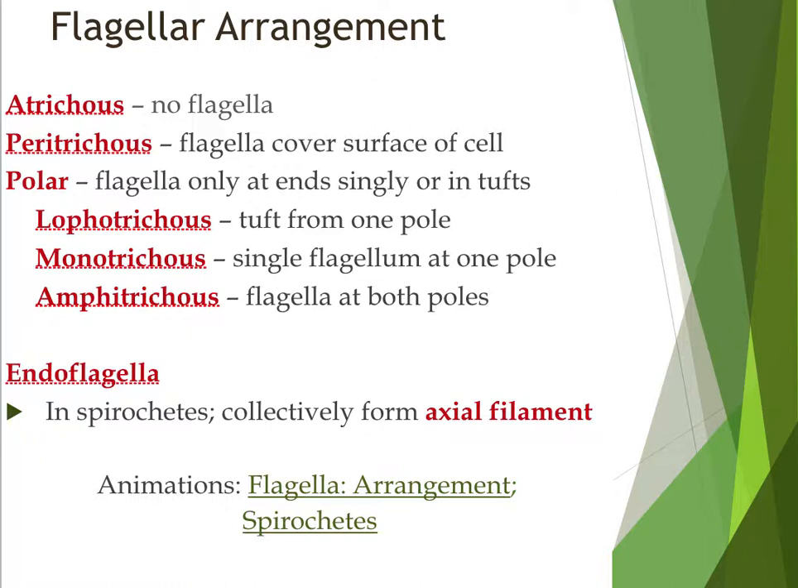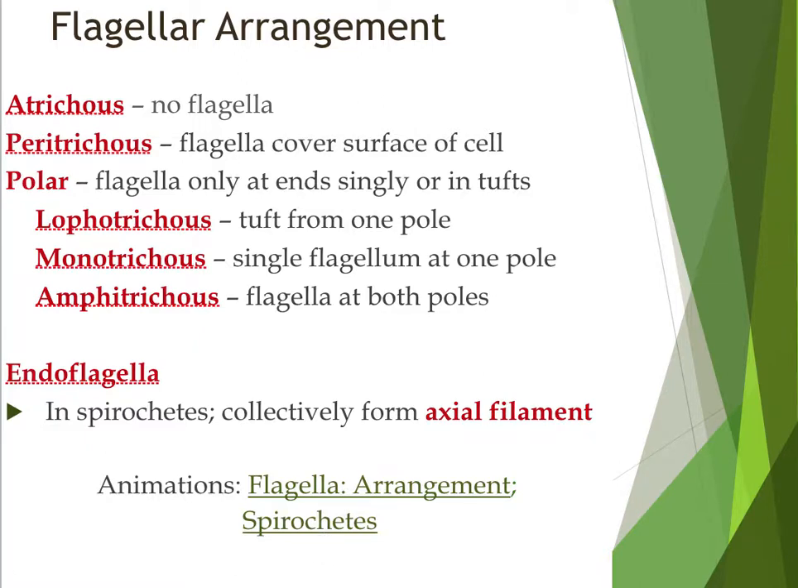Lophotrichous would be a tuft from one pole. Monotrichous would be a single flagellum only at one pole, and amphitrichous would be flagella at both poles. Spirochetes are a special case as far as their flagella. They have what are termed endoflagella, which collectively form something called an axial filament, which instead of projecting from the surface of the cell is actually in the cell.